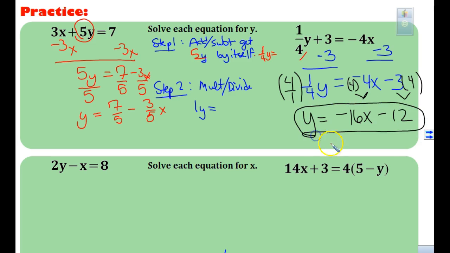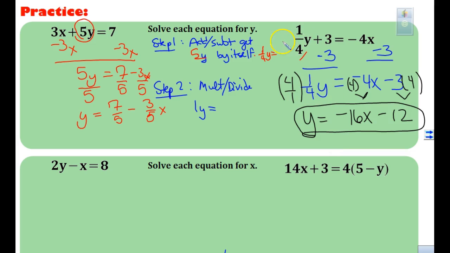Y equals... Question: can't you times by 4 before you do anything else? You could, but I have people making many more mistakes if they don't. Kind of like when we move our variables first, it wouldn't be wrong, you can do it that way, it's just that sometimes more mistakes happen, okay?